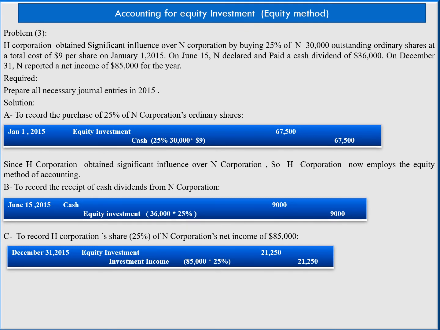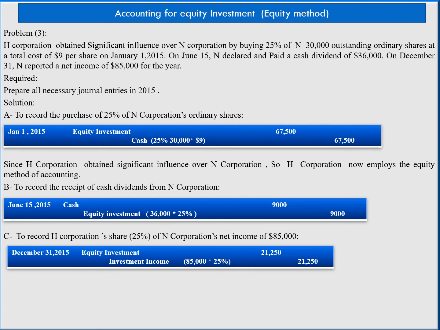طب يا شباب تعالوا كده نشوف number A. Record the purchase of 25% of N corporation's ordinary shares. طب يا شباب H corporation purchased 25% of N outstanding ordinary shares. Debit side equity investment will increase. Credit side cash will decrease.